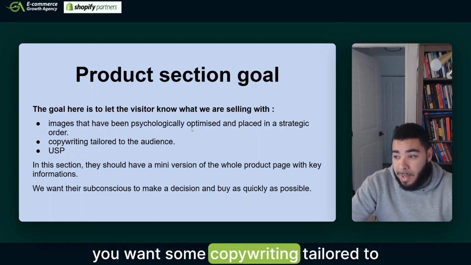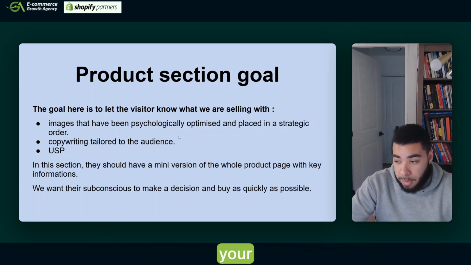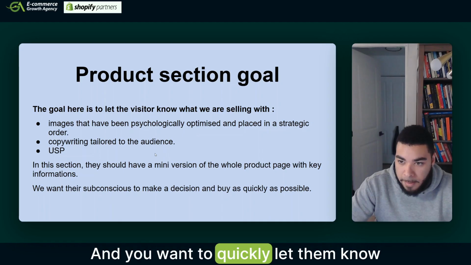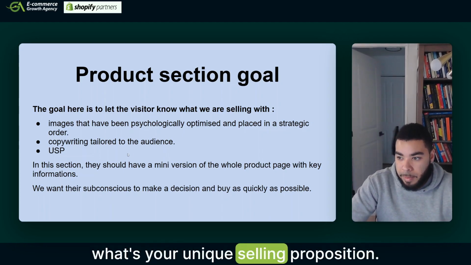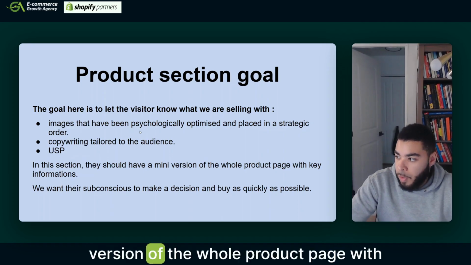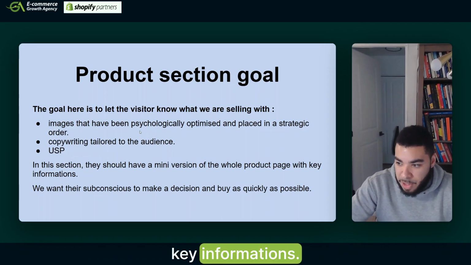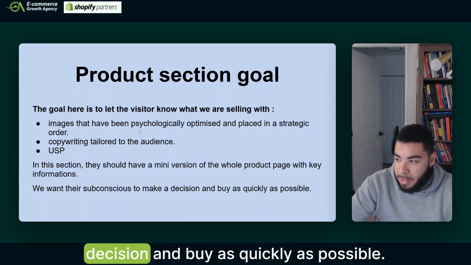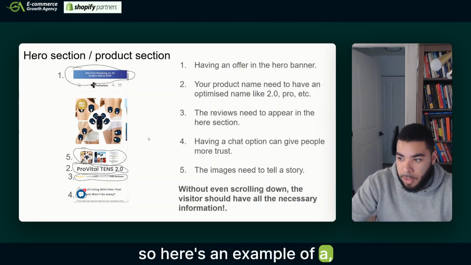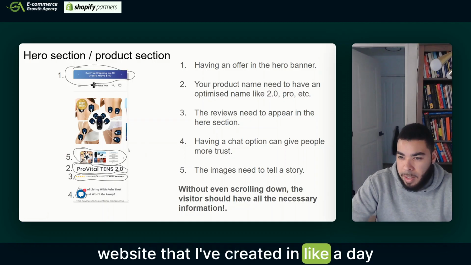You want some copywriting tailored to your audience, your customer persona. And you want to quickly let them know what your unique selling proposition is. It should basically be a small version of the whole product page with key information. We want their subconscious to make a decision and buy as quickly as possible. Here's an example of a website that I created in a day or two.